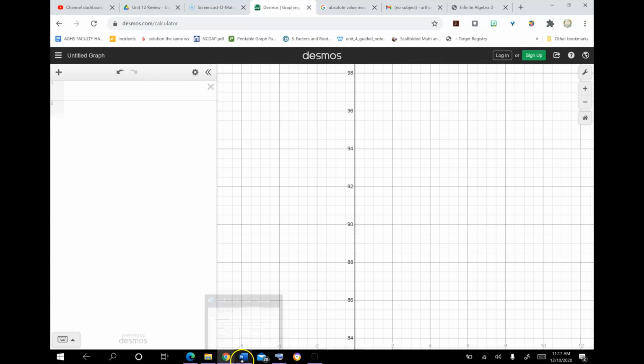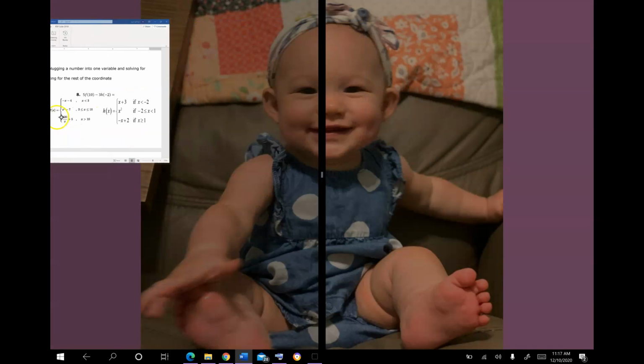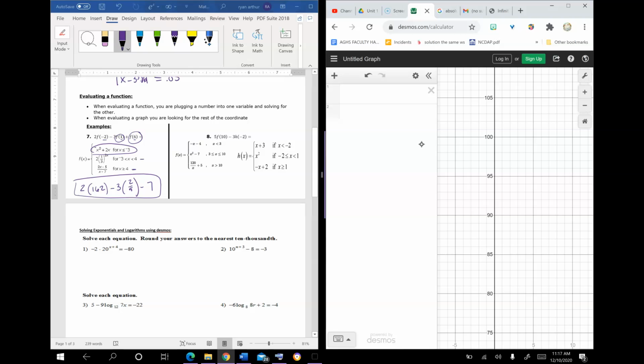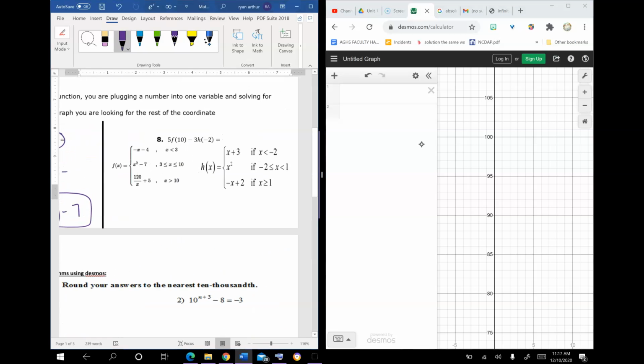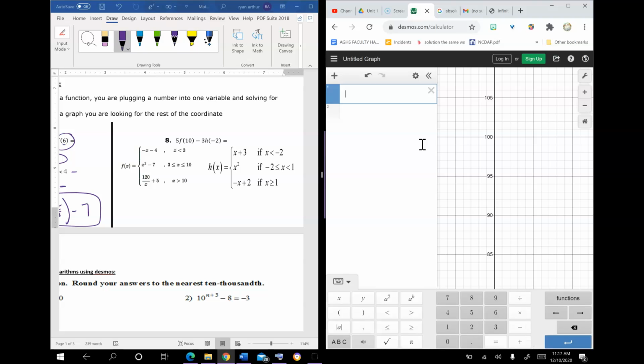Alright, let's do the next one. So the next one, let's see if I can split screen. There we go. And then I want Desmos. Okay, split screen. Alright, so this one, pay attention. It has an F and an H, okay? Now, I can only plug this 10 into this F function, and I can only plug this -2 in this H function. So I'm going to have to do it twice. But you're getting it right, so that's all that matters.